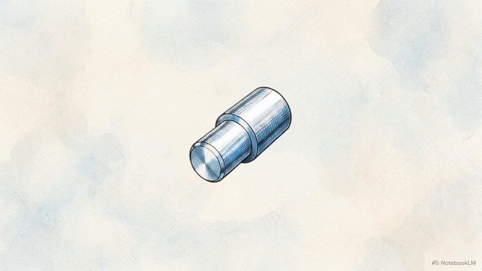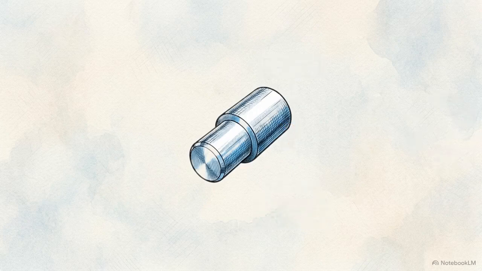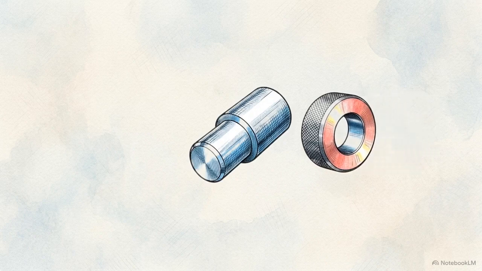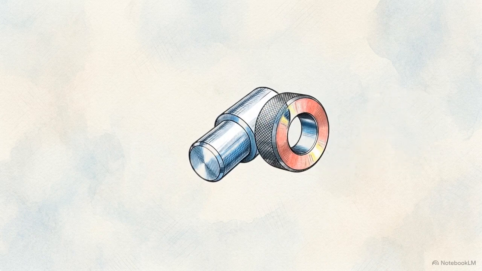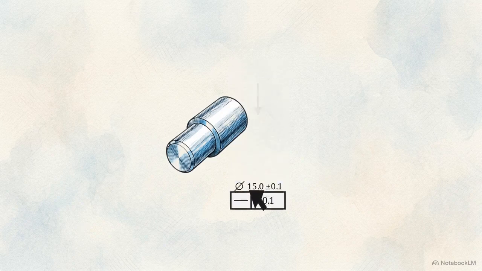Take a look at this dual callout on a stepped shaft. Based on the rules we've established, which of these two specific controls dictates the median line and allows for a go gauge inspection? It's the callout placed on the dimension. Placing the frame there targets the internal axis, and adding the circle M modifier changes the physical inspection requirement to allow the hard go gauge.